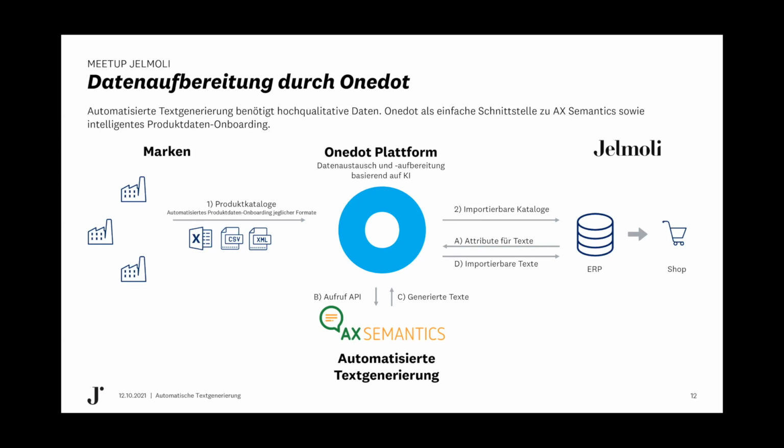Thank you. One more thing, though. With Onedot, of course, you can do that on your own. You can export on your own from the ERP. You can also give the data to AX Semantics, but the benefit in working with Onedot is that we're independent. We use different formats and we can read all the formats. AX can generate the text and you receive them back in a format that you can use. Now that's what I wanted to add. Thank you.